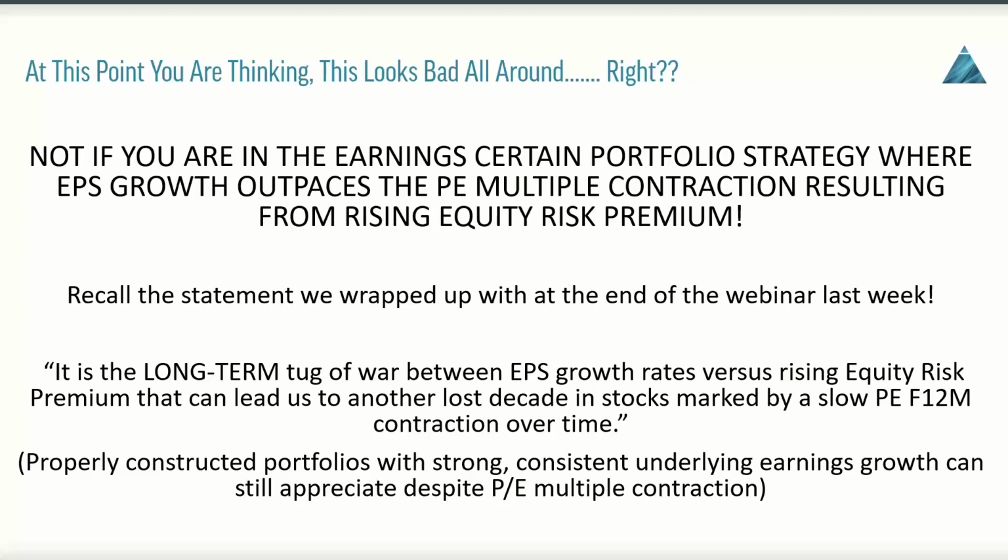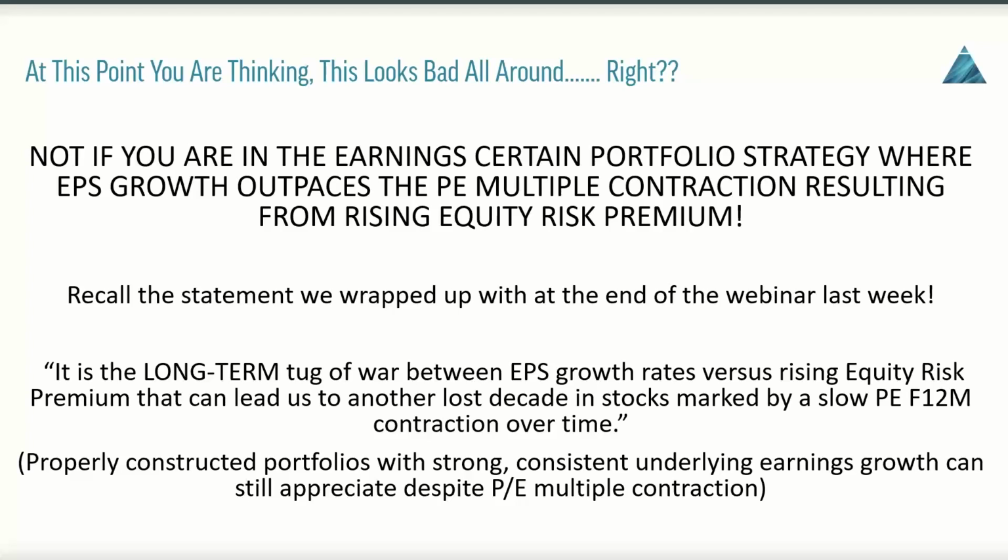So let's recall the statement that we wrapped up with at the end of last week's webinar. I put it in quotes here. You can find it on the very last summary slide page of last week's deck. And it's that long-term tug of war between EPS growth rates versus rising equity risk premium that can lead us to another lost decade in stocks. And this is obviously going to be marked by that slow PEF12M contraction over time, very painful.